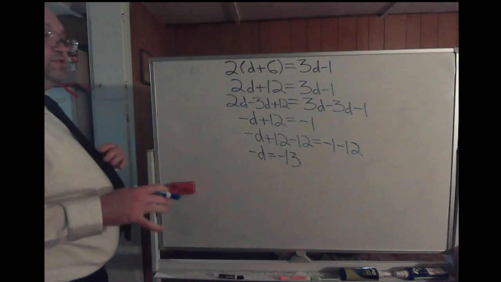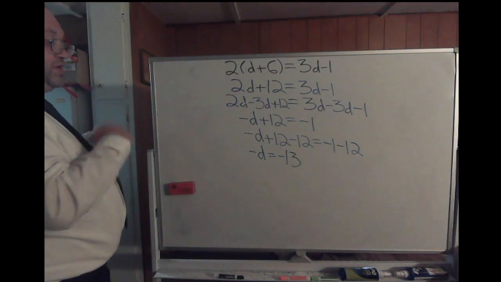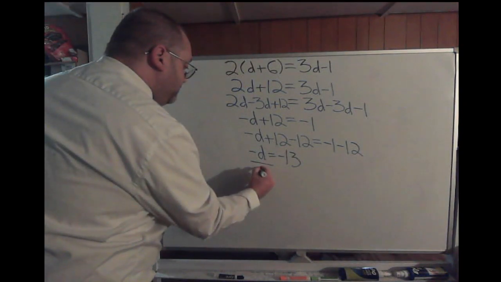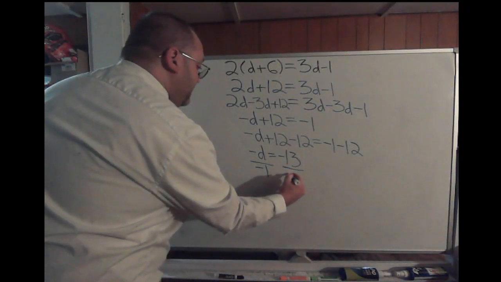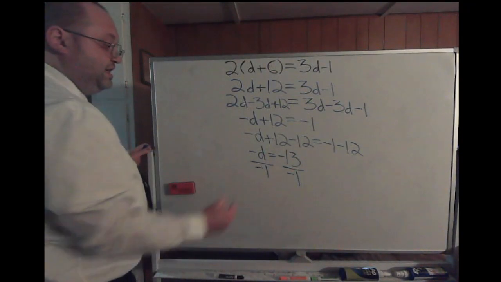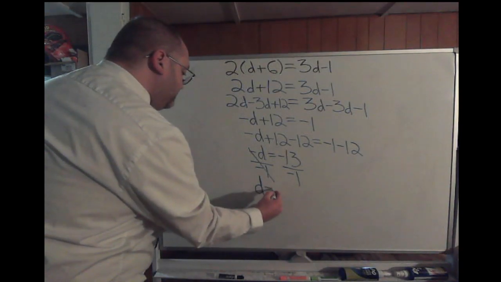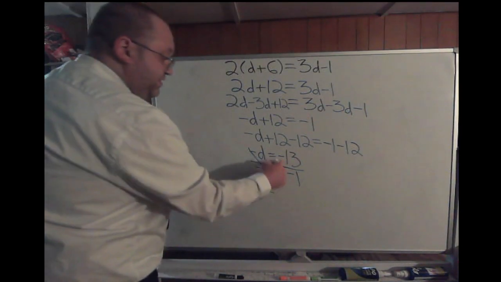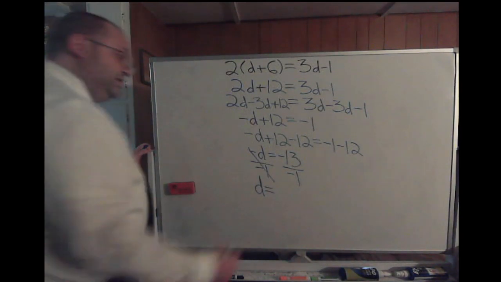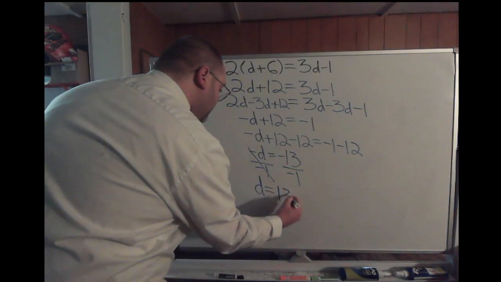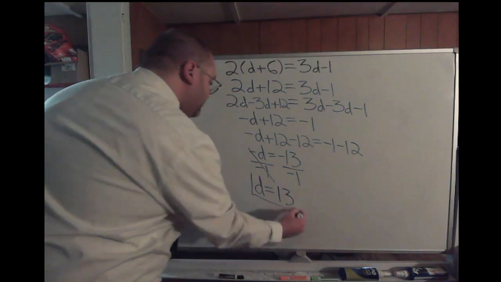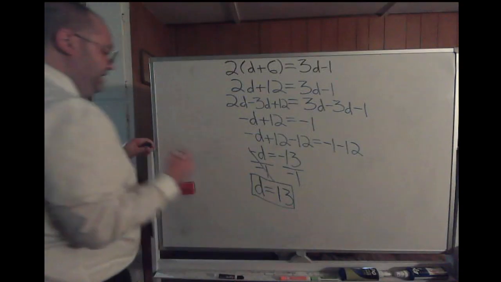So we got negative d by itself. We want to solve for just plain old d. Well, you got to divide both sides by negative 1 is what you'll have to do to get d by itself. On the left side, the negative 1's cancel out. You're left with d all by itself. Then you have negative 13 divided by negative 1. That'd just be positive 13. So the answer to this is d is going to be 13.